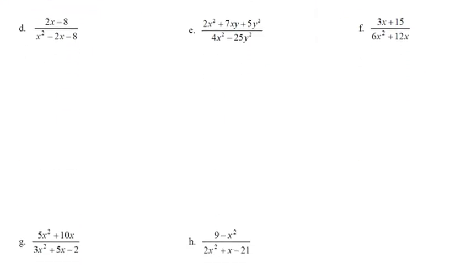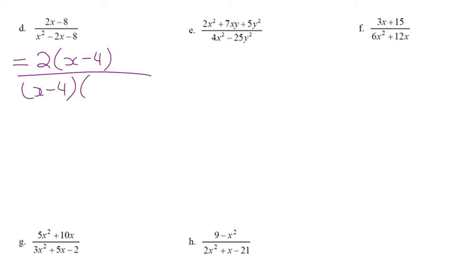DEF. Factor the numerator and denominator. Numerator is easy to factor. What is it? x minus 4. Yeah, 2 and x minus 4. Okay, so what? Well, I bet that x minus 4 is a factor, and then to get a minus 8, I'm going to put a plus 2.